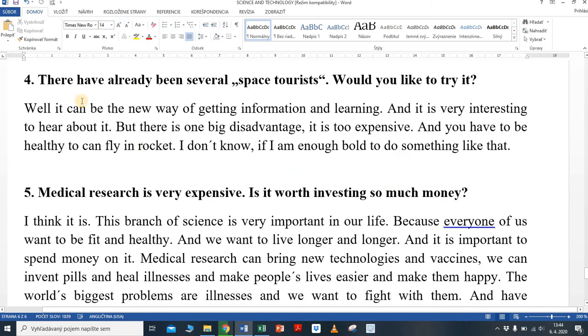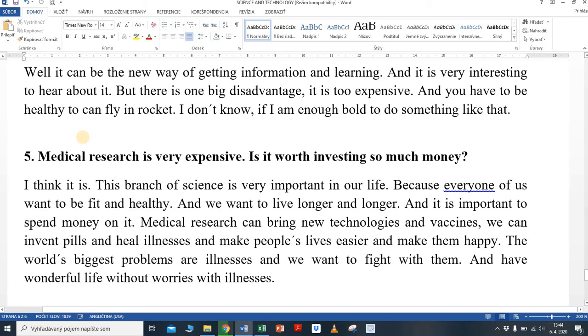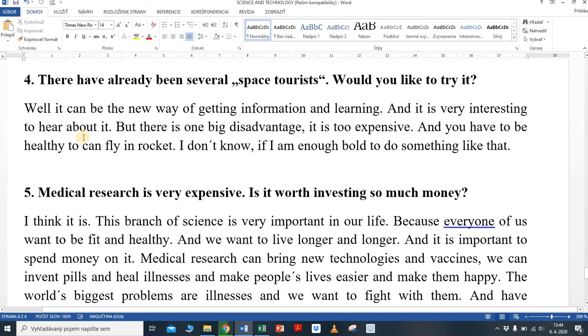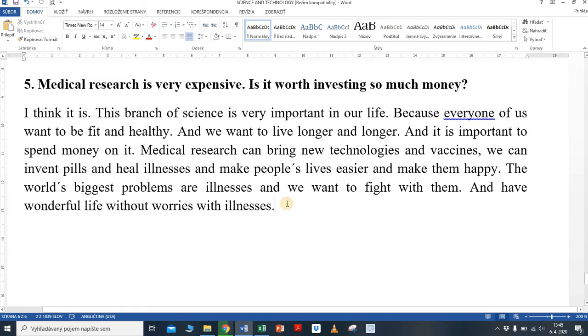There have been already several space tourists. Would you like to try to travel to the outer space, thanks to various rockets or space shuttles which will take you to the outer space? Why yes, why not? It's completely up to you. Medical research is something which touches our everyday life. So, what do you think about the perspectives of future medical research? Do you think that, for example, cancer will be defeated? That we, the people of the 21st century, will be able to live even longer?